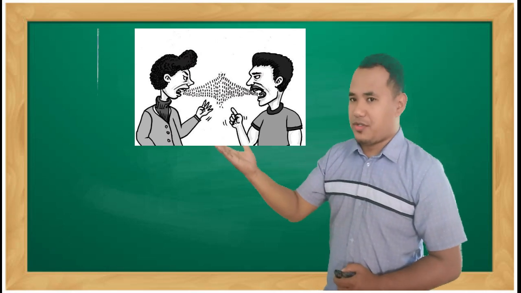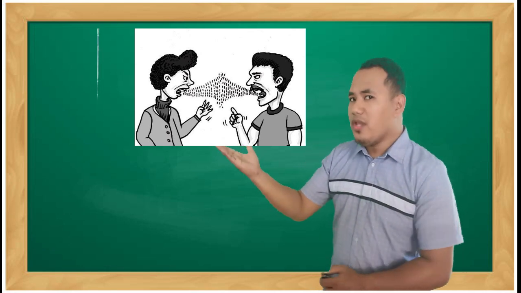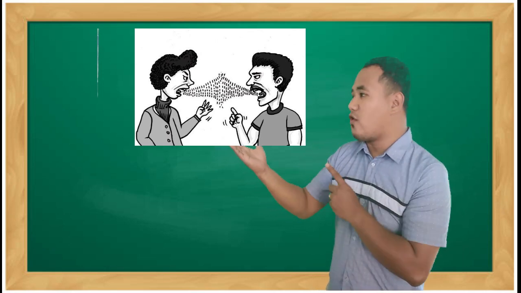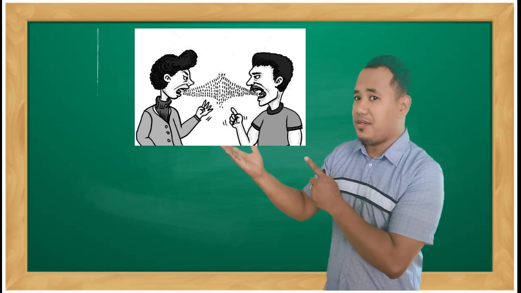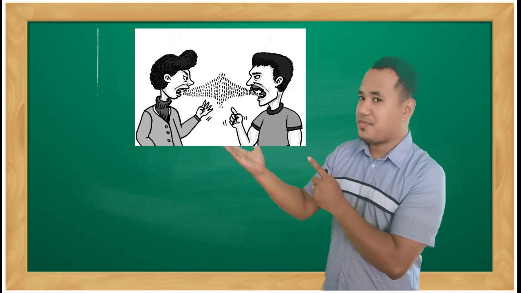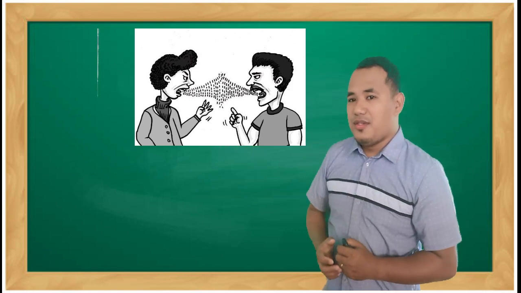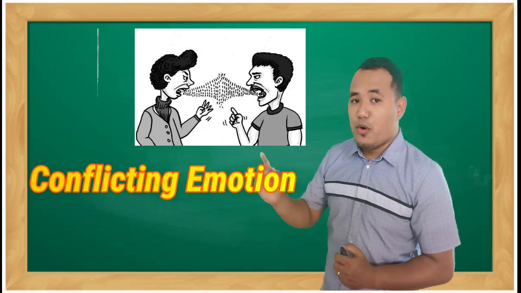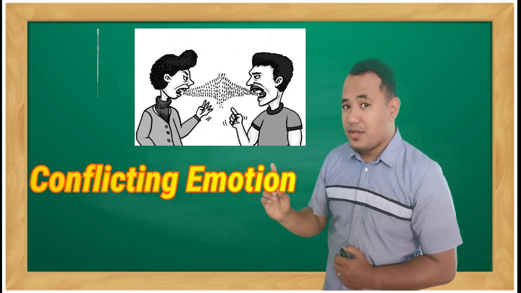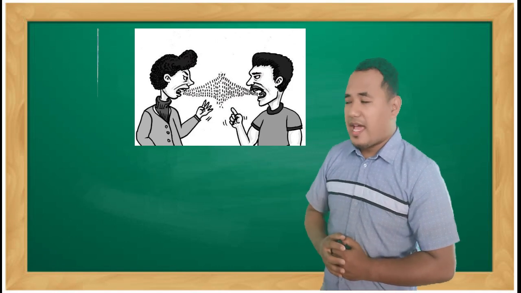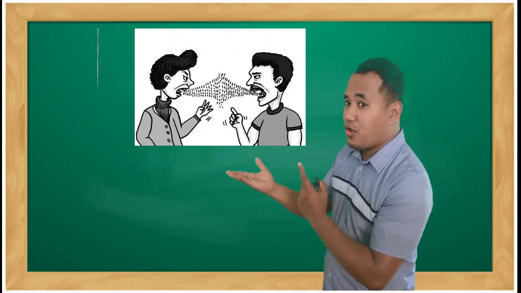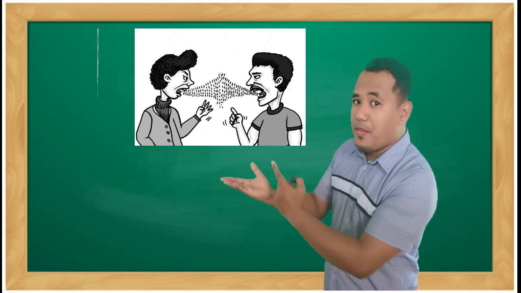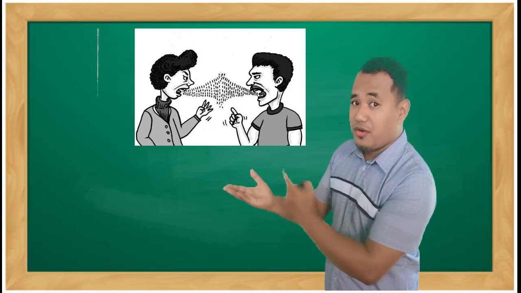Let's take a look at this picture. What do you think is the reason for communication breakdown here? You're right. It's the conflicting emotion from both the sender and the receiver. As you can see from this picture, both of them are yelling at each other.